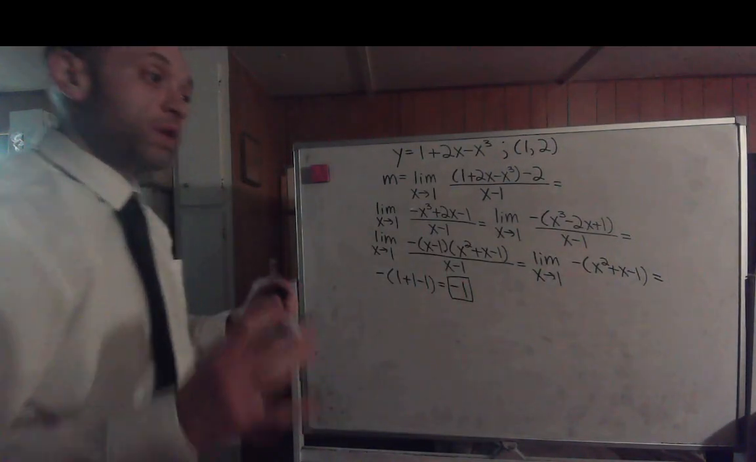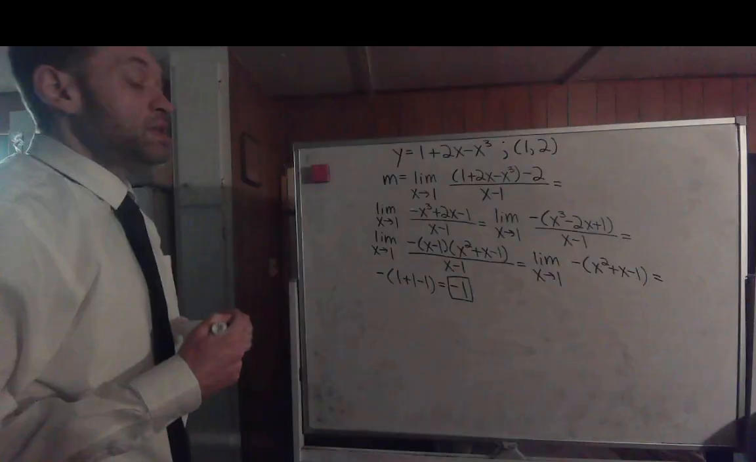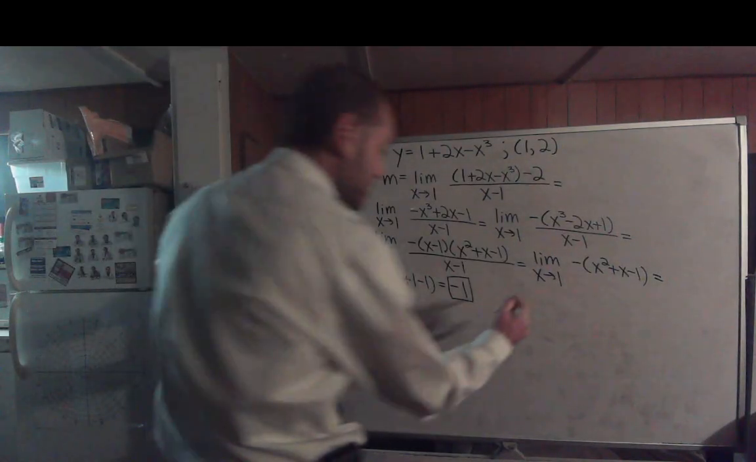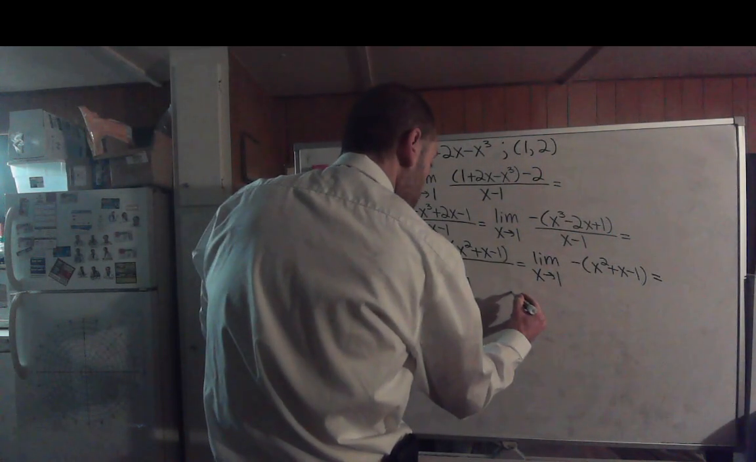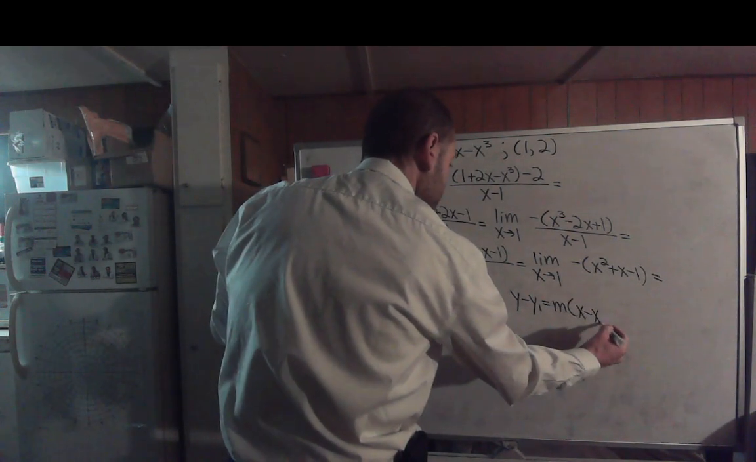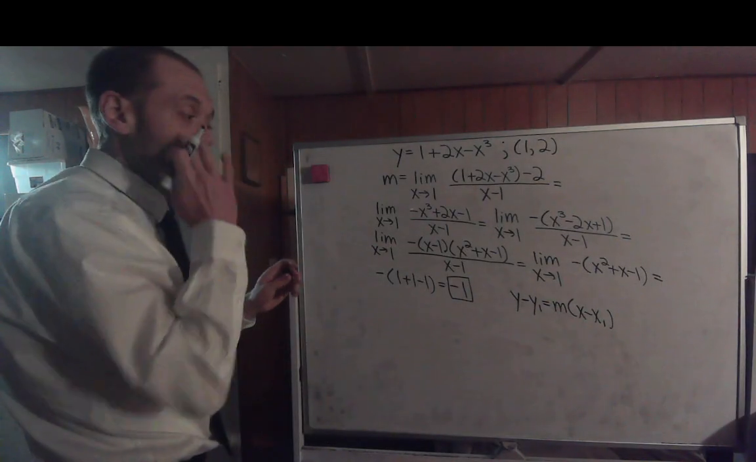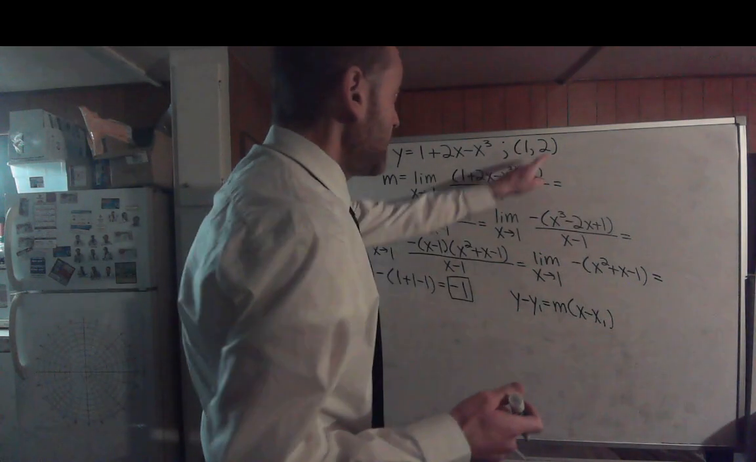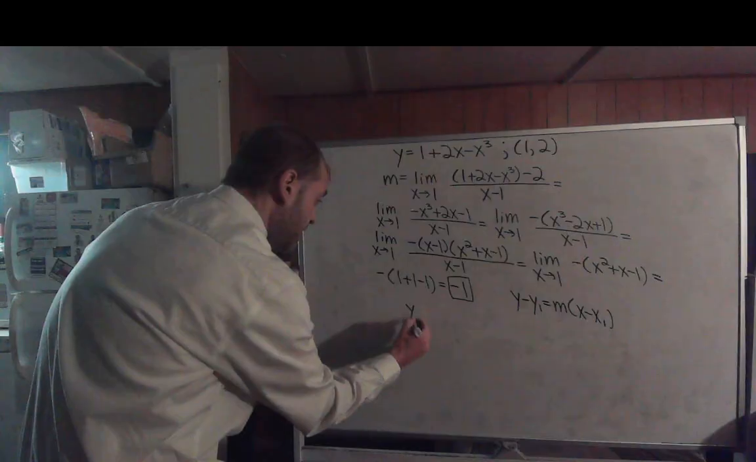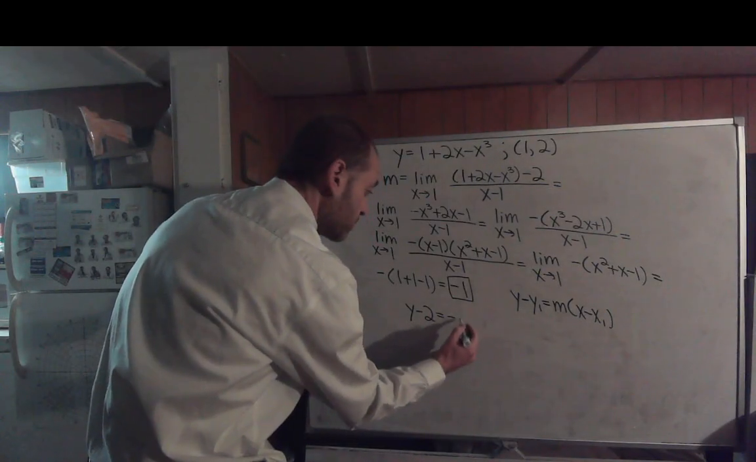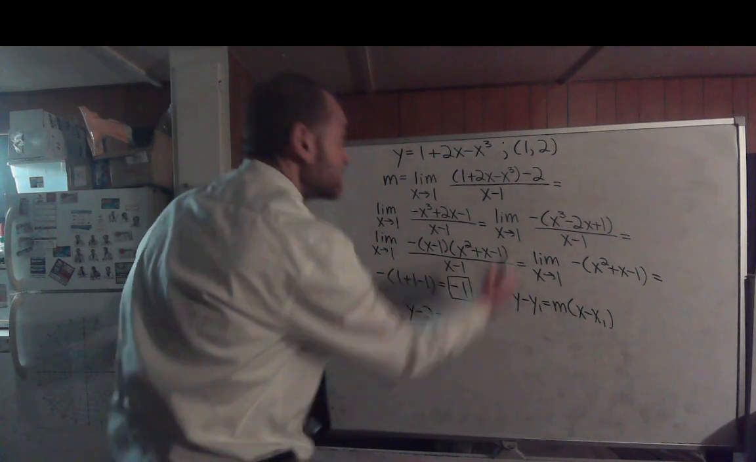Now what is the equation of the tangent line? This is again from algebra, where you want to use the point-slope form of the equation: y minus y sub 1 equals m times (x minus x sub 1). Use your point-slope form to find the equation of that tangent line. Well, that y sub 1 is 2, so you would take y minus 2 equals your slope of negative 1 times (x minus 1).